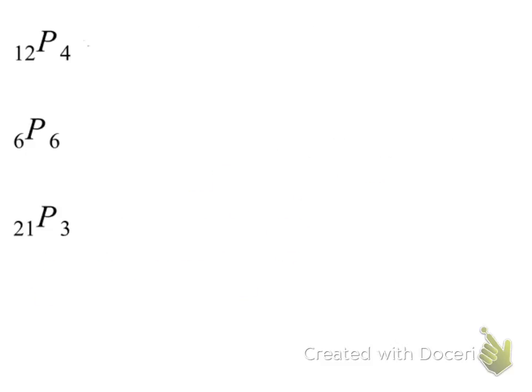Last 3 problems. Tell me the answer, or set it up, and then give me an answer. So, 12 things, guys, 12 things taken 4 at a time. What would it look like in notation? 12 over... Make sure you put parentheses around the 12 minus 4, which leads us to 12 factorial over 8 factorial.